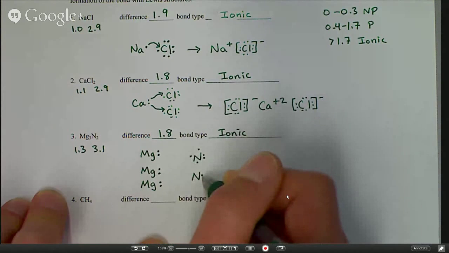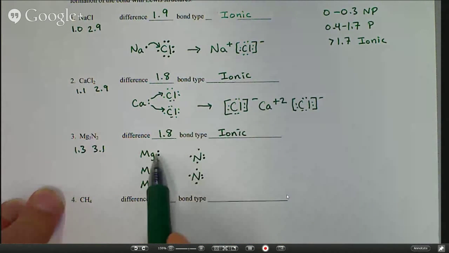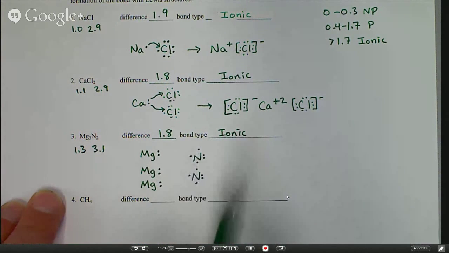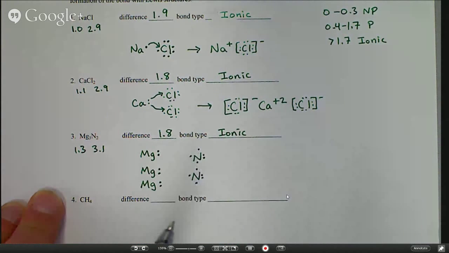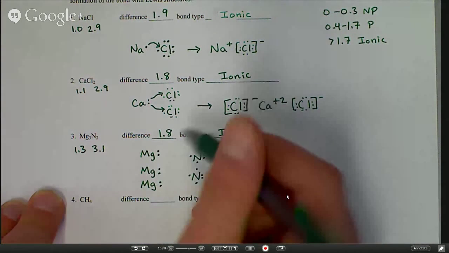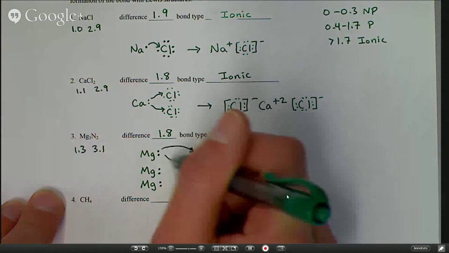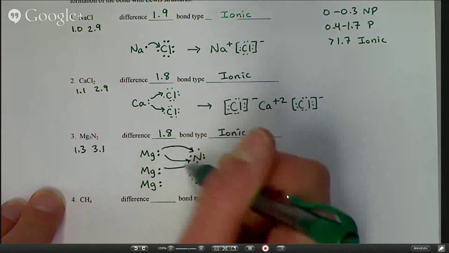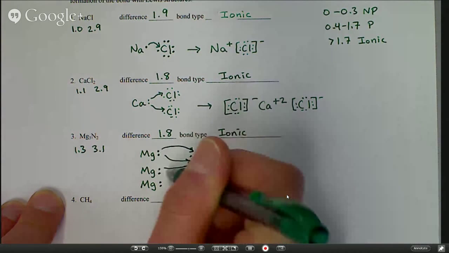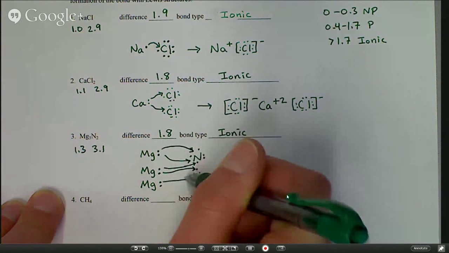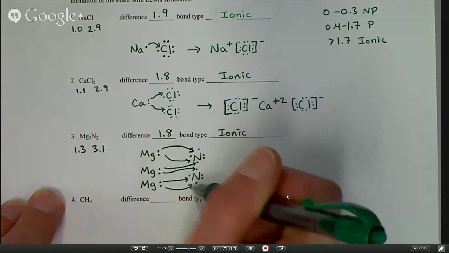5 valence electrons shown. Now, if we notice, magnesium has 2 electrons, so it's likely to lose both of them. And nitrogen, to be happy, has 3 lonely electrons, so it wants to gain 3 electrons to have its full octet. So we can draw our arrows like this. And then this one's going to go to the bottom nitrogen, this to the side, and this to the bottom.